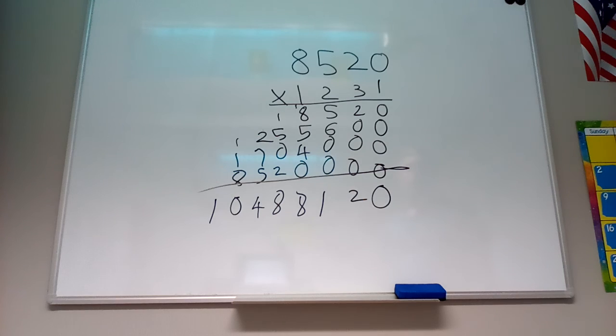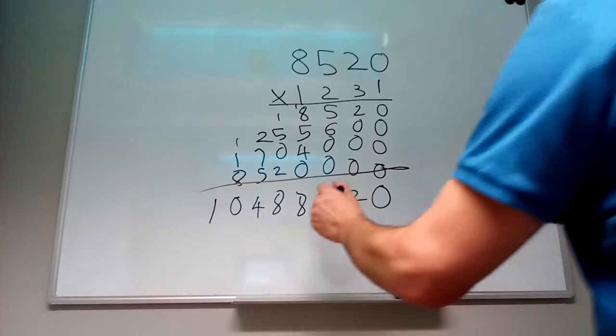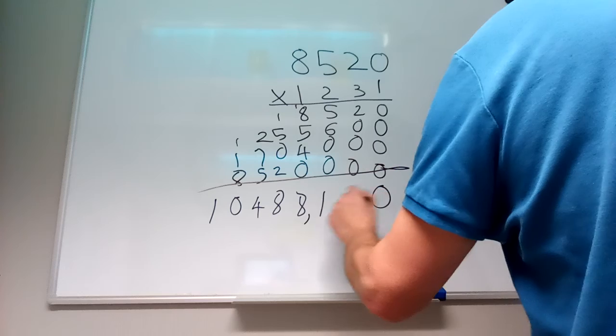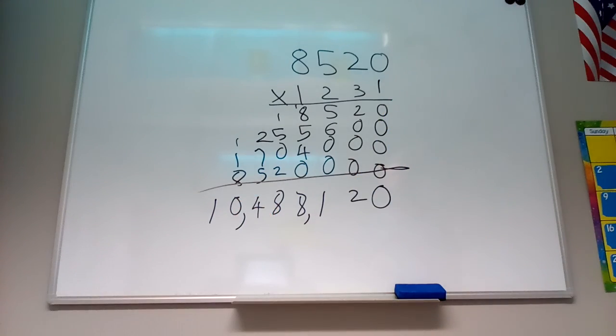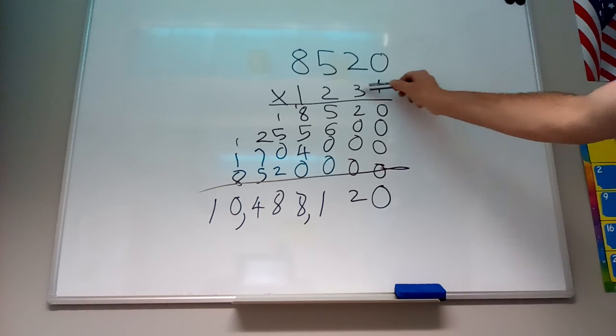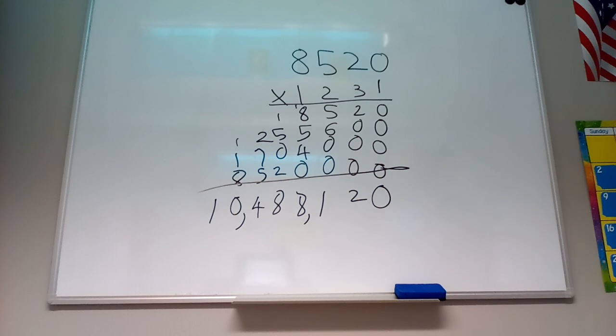Now, when I see a number that big, I've got to put my commas, or I won't have any idea how to read it. So I get 3 numbers and a comma, 3 numbers and another comma, and there's my number. What is that? 10,488,120. So that's how you multiply big numbers. You can put any number here, multiply them. You just have to make sure you put the right placeholders each time you add a number. So that is how you multiply more than 2 digits in mathematics.